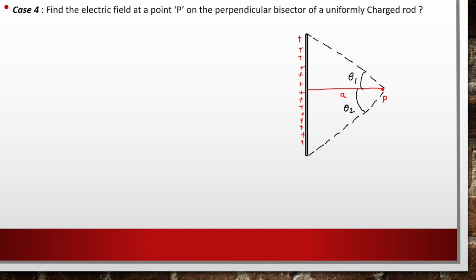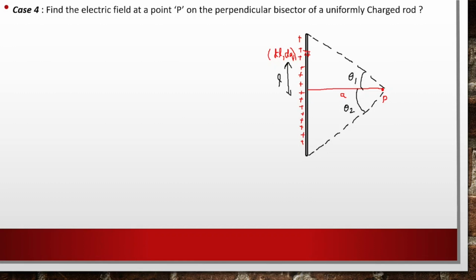So let's consider a small length element. This is our small length element, which is dl, and it has a charge of dq. So this is our point charge. And the distance from this perpendicular bisector to this small length element is, let's consider it as L.